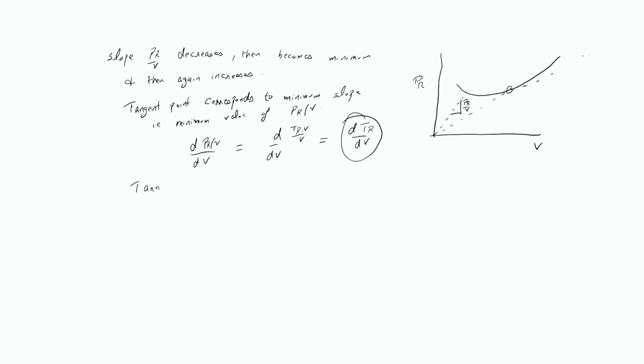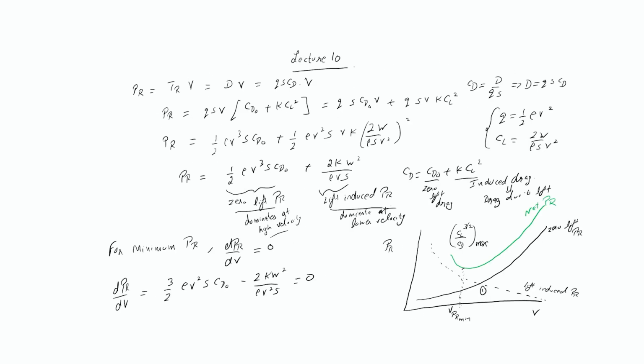So this tangency point corresponds to minimum thrust required, or let us say L by D maximum. Okay, so even if I go back to this figure, this point on the curve is actually representing thrust required minimum, that is, the velocity for which thrust required is minimum.